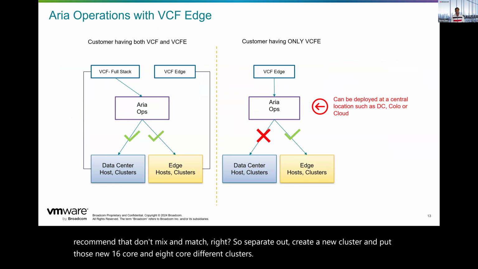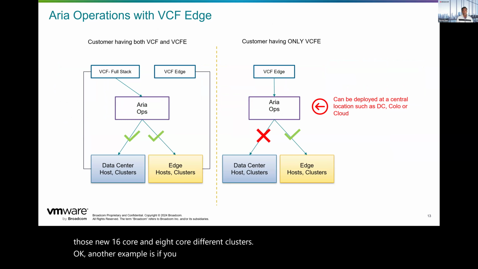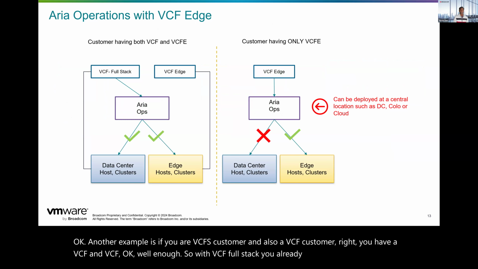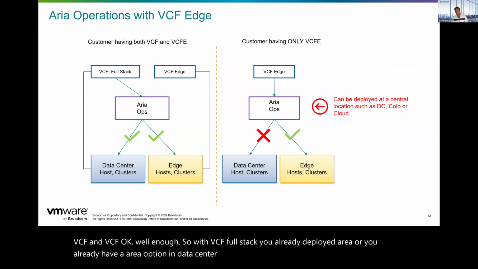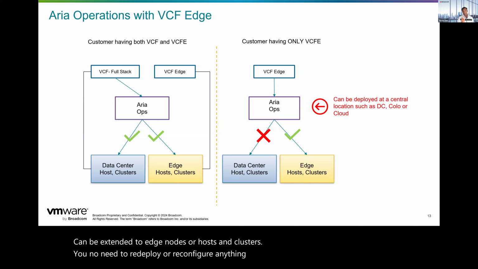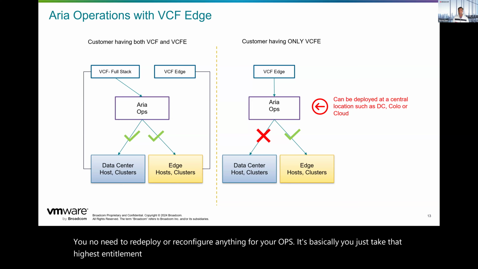Okay, another example is if you are a VCF Edge customer and also a VCF customer, right? You have VCF and VCF Edge. Okay, well enough. So with VCF full stack, you already deployed Aria Ops, or you already have Aria Ops in a data center and everything. Now you are acquiring VCF Edge, then that Aria Ops can be extended to edge nodes or hosts and clusters, and you don't need to redeploy or reconfigure anything for your Aria Ops. It's basically you just take that highest entitlement and connect to your VCF Edge nodes and everything.